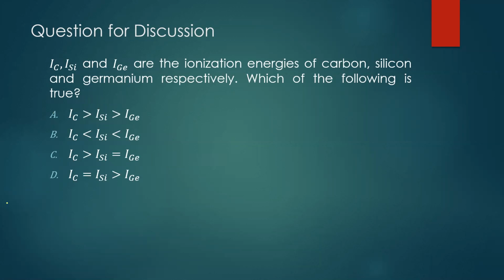Okay, so can you answer this? Very good, A is correct. See, ionization energy is the minimum energy required to remove the valence electrons. You must know this from your chemistry. Carbon has the highest ionization energy. That is why, even though the valency is 4 for each of these elements, carbon is not used as a semiconductor. That's the reason.